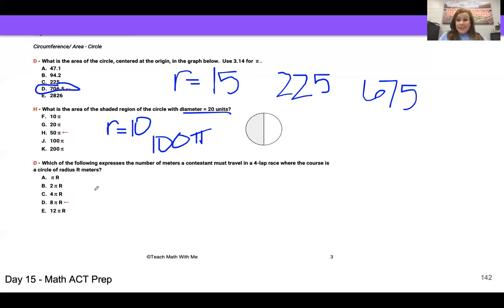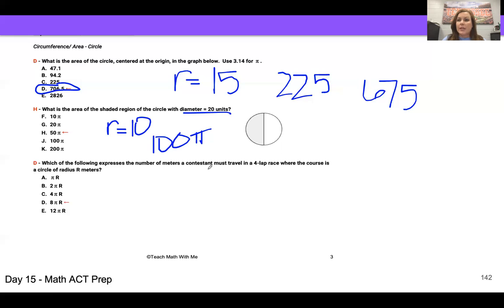Again, I really haven't needed to use my calculator. Here, this one's a little tough. Which of the following expresses the number of meters a contestant must travel in a 4-lap race where the course is a circle of radius R meters?